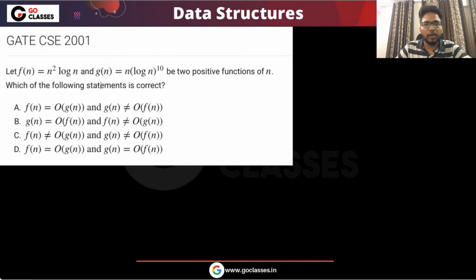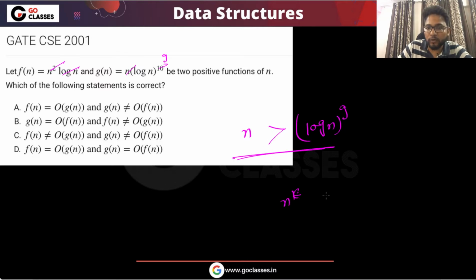Let's solve this. n square log n and n log n power 10. So you can easily solve it, I think. Let's cancel out the common term. Here this is the common term, here it is 9, and here it will get cancelled. So you want to compare between n and log n power 9. I think you can easily say that n is greater, because you know that n power epsilon is greater than log n power any constant. So you can say that n is greater, which means fn should be within the order.